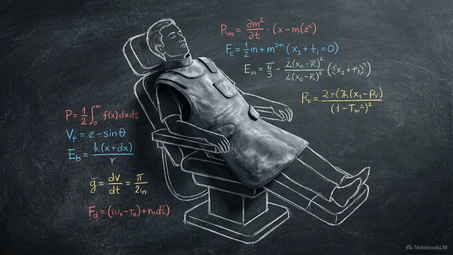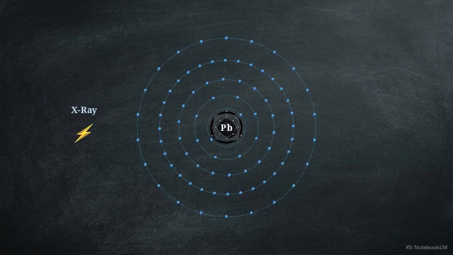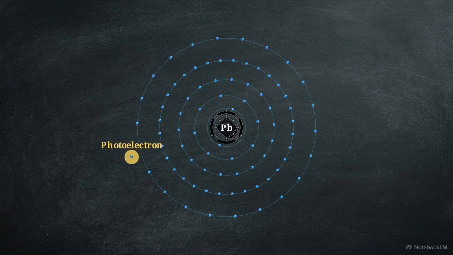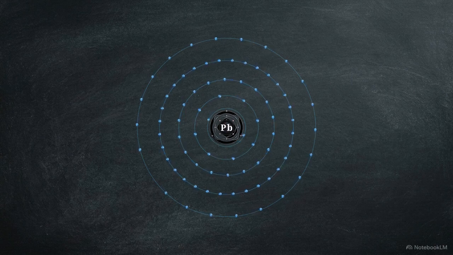This is exactly why the dental apron works so well. A single lead atom has 82 electrons. That incredibly dense electron cloud is perfectly suited to absorb low-energy X-ray photons through these exact photoelectric collisions.